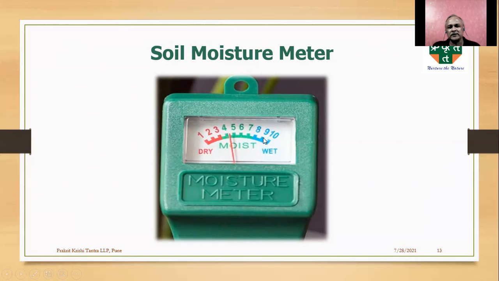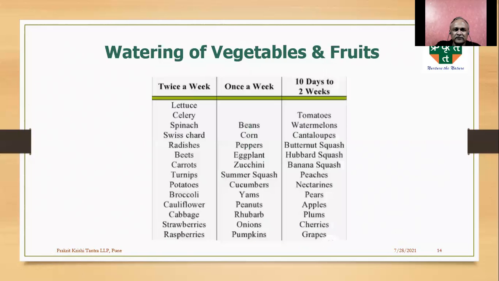Because if excess moisture is there, it also affects the root. Rotting happens in the root. Different kinds of disease happen because aeration doesn't happen in the soil, and because of the lack of aeration, disease thrives. Fungal disease attacks the roots. So what should be the watering system?